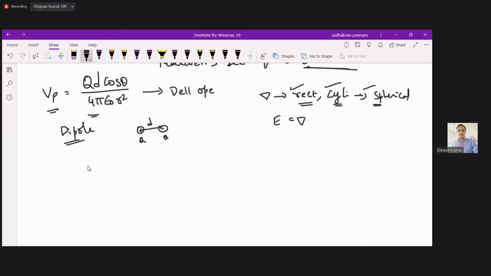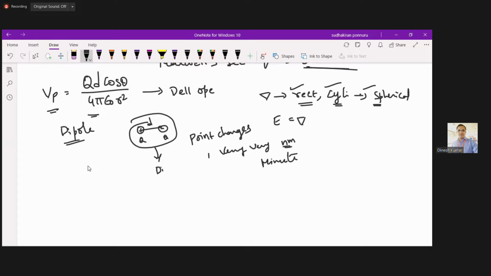So, separated by a distance d, all this together is called a dipole. Here we are talking with respect to point charges. We know that point charges are of very, very small size, in the form of nanometer sizes. Since there are two point charges, the dipole is again of very minute size. Therefore, we can consider this dipole, whatever the dipole it is forming, to approximate to a point charge.